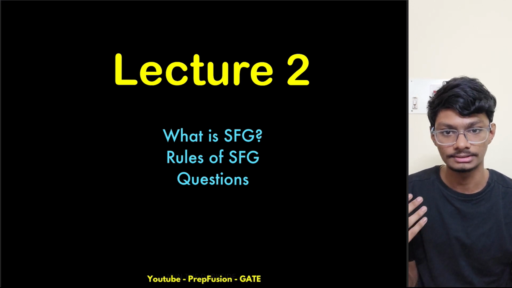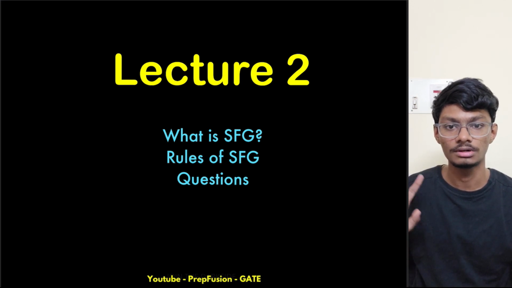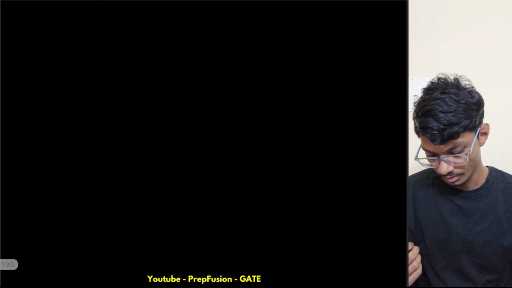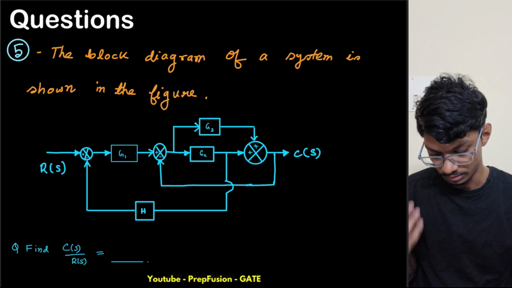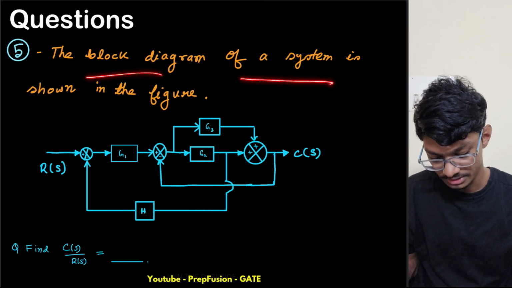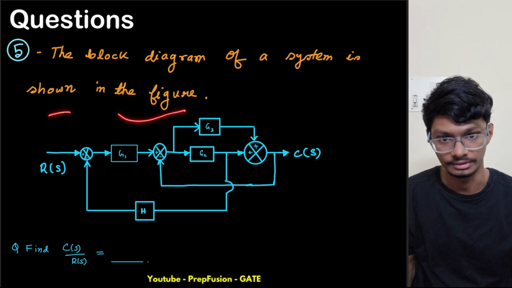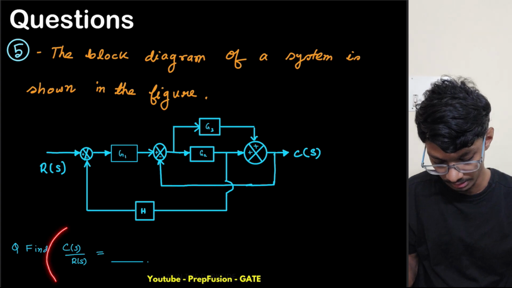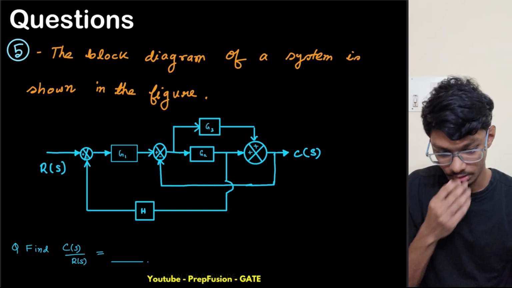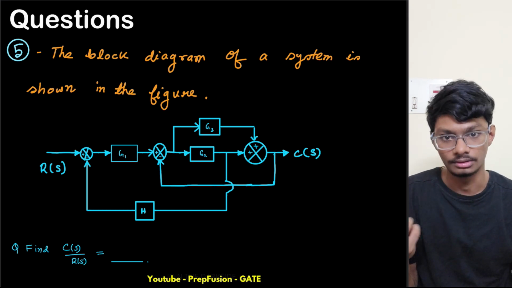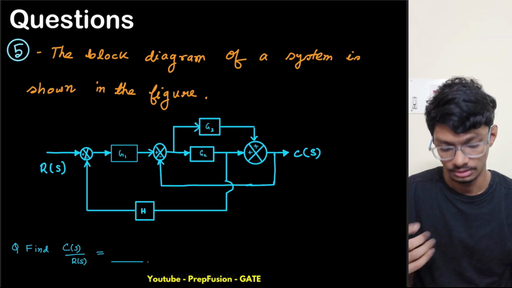But before starting the SFG, right, we will do the question that I gave you for homework. So what was that question? Yeah, this was the question, right? So here the block diagram of a system is shown in the figure, and this is the block diagram. We have to find the transfer function, right? So I hope you have done the homework. So let's cross verify how you did it, right?